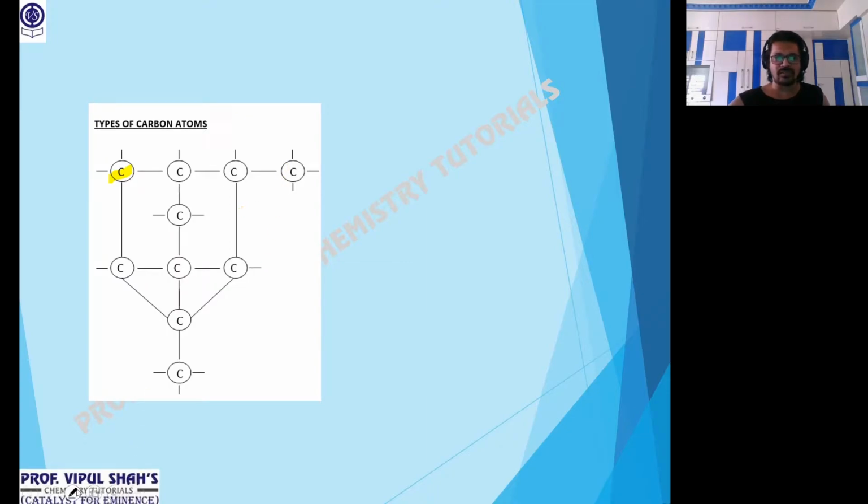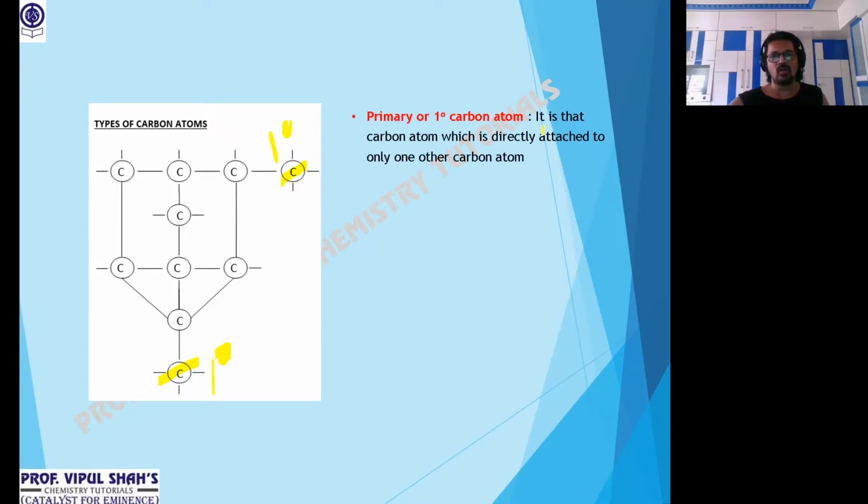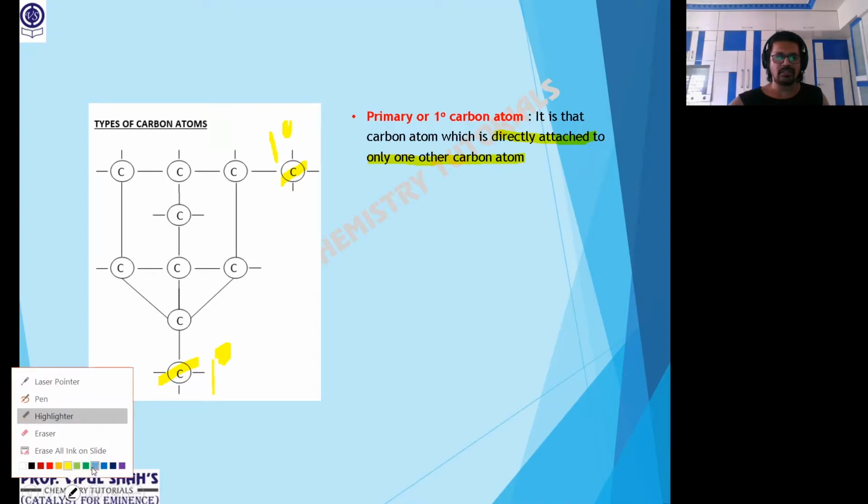But look at this one first. This carbon is attached to only one, so this is 1 degree. This one down is attached to only one other carbon, so this is also 1 degree. So a carbon atom directly attached to only one other carbon is called a primary or 1 degree carbon atom. Then we'll talk about the next one. That's a 2 degree carbon.